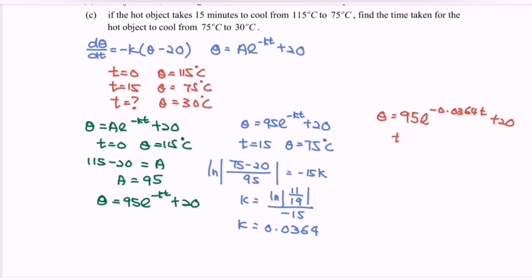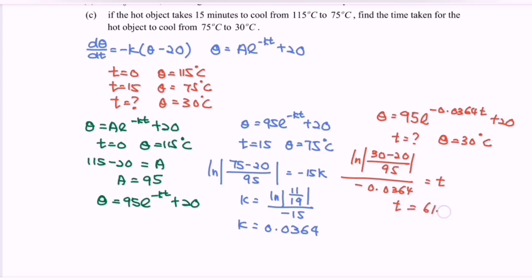If t is unknown and theta equals 30 degrees Celsius, kindly substitute 30 minus 20 over 95, then ln over negative 0.0364. So we have t. Here, t equals 61.85 minutes. Kindly take note, for this case, from 115 until 30, it takes 61.85 minutes.